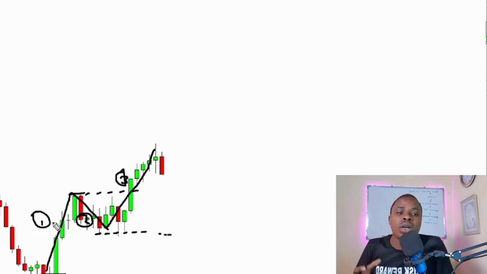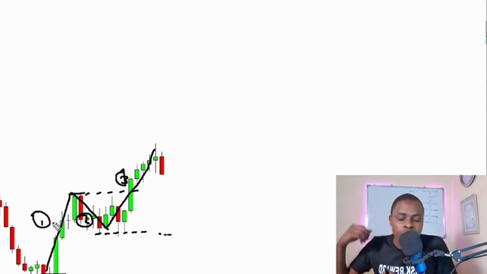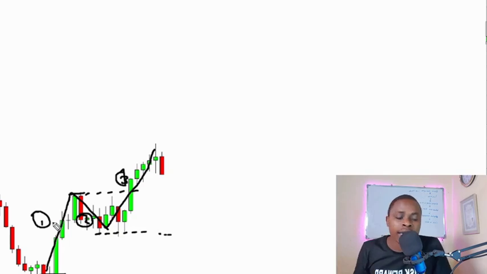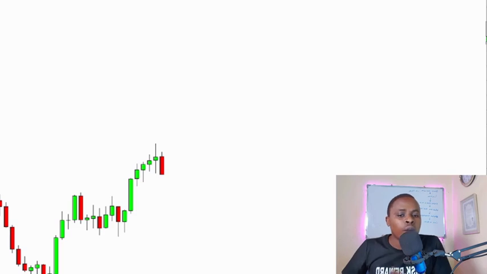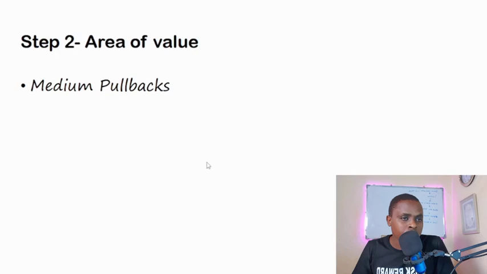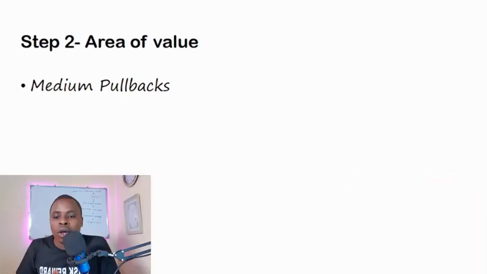Now, once we have this 1, 2, 3 move, we are now interested in this market, but we are not going to be placing the buy trades right away. What we are going to do next is wait for the next part of this move, which is what is called the area of value, right? So what is the area of value that we are going to use?